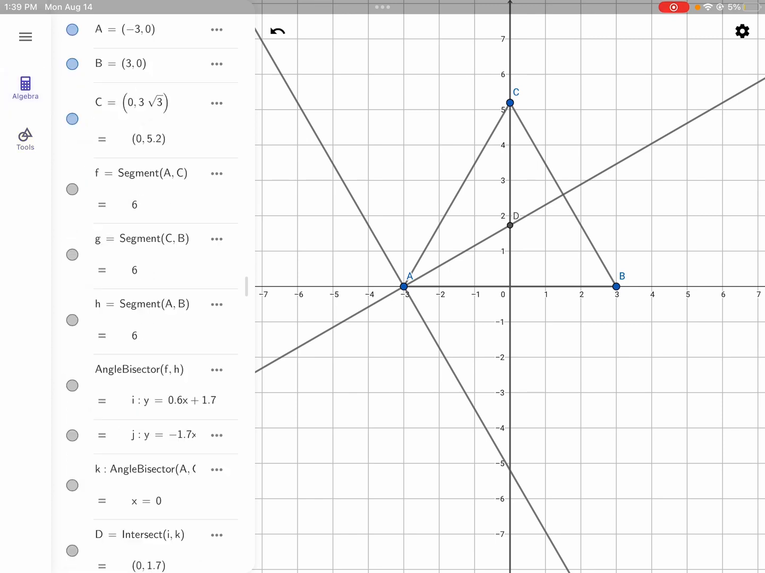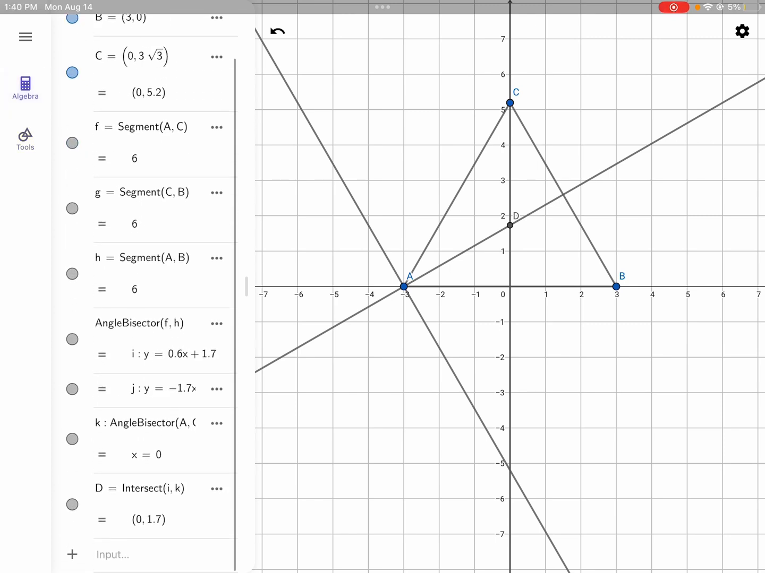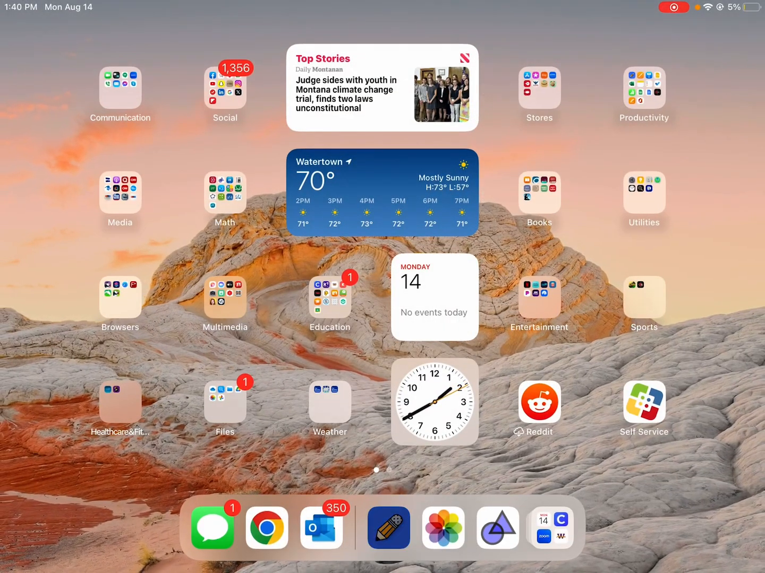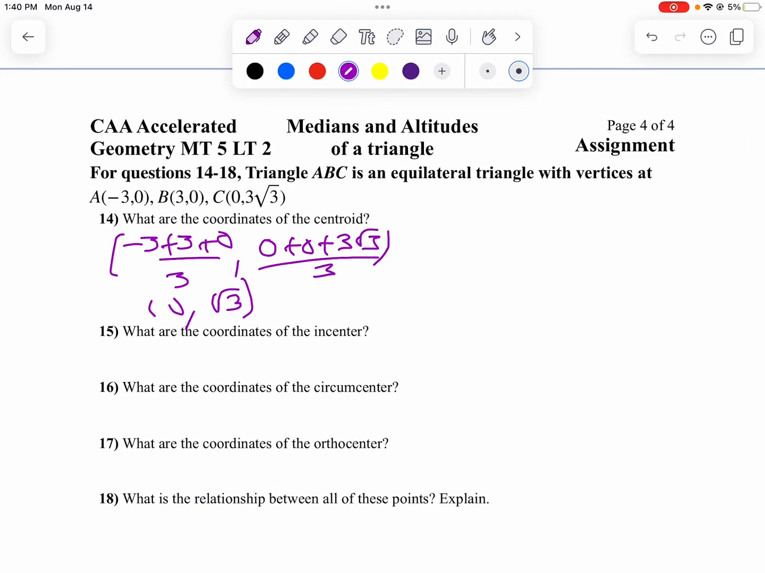And if I go back and look at the point D, it says 0 and 1.7. Well, 1.7 is the square root of 3. So in other words, since this triangle is isosceles, the angle bisector is exactly where the centroid is, or the in-center is, so it's 0 and square root of 3.